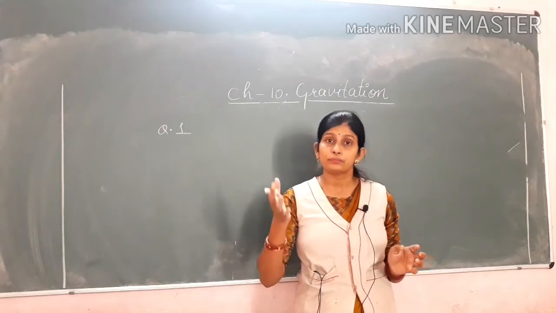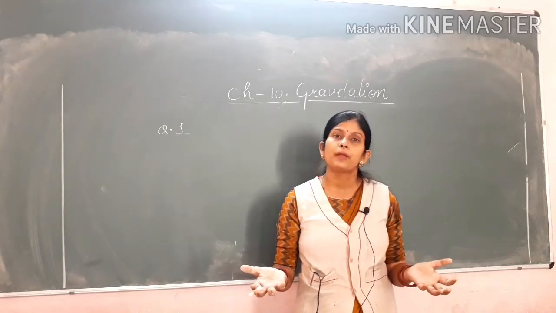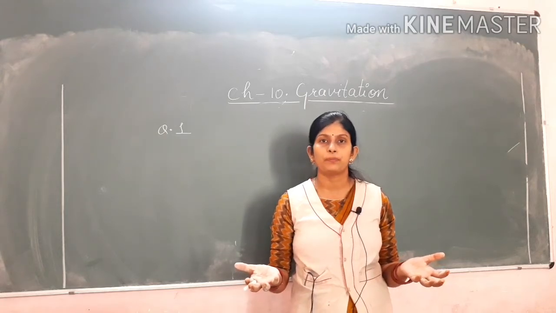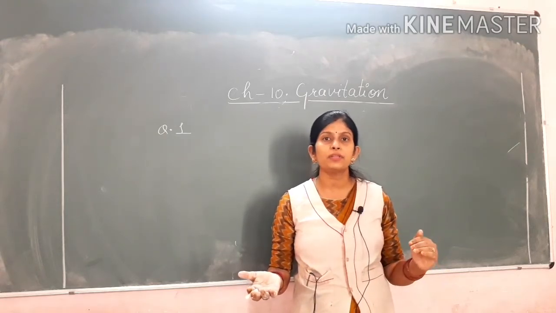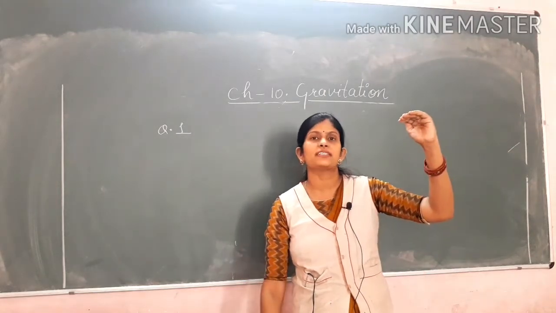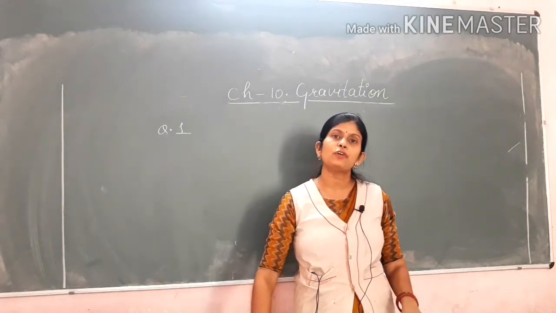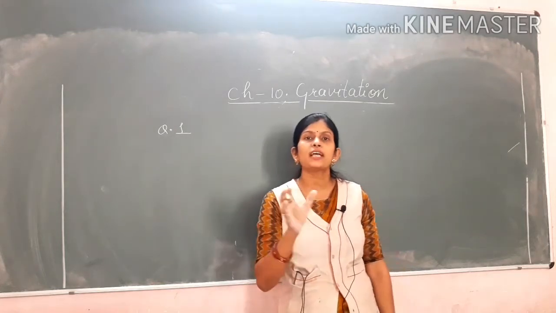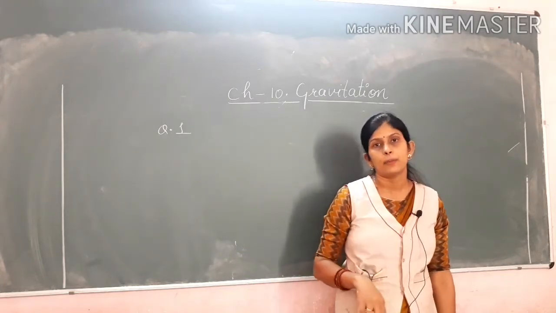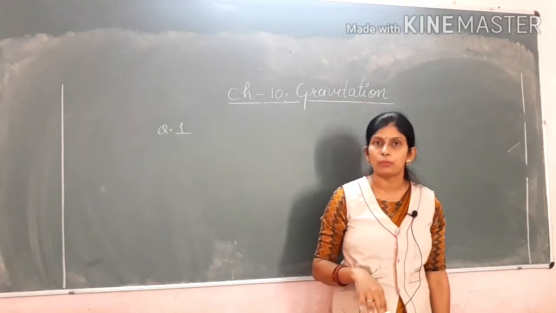It means gravitational force and distance between the objects have an inverse relationship. If the distance between the objects increases, then gravitational force decreases, and if distance decreases, gravitational force increases. So they have this kind of inverse relationship. On the same logic we have to solve this problem.